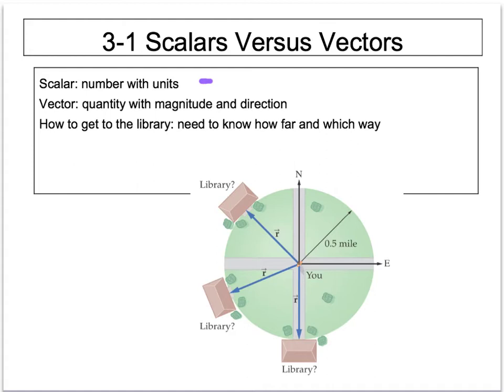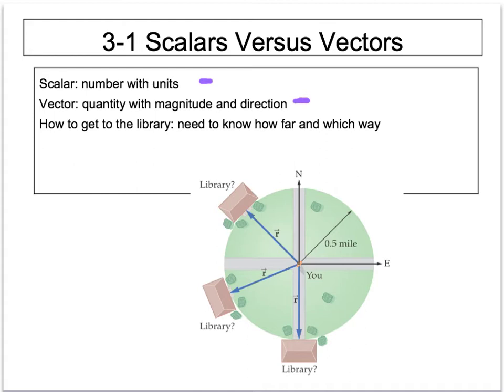Vectors are quantities with magnitudes and directions, and we've talked about this before. So a number with units and a direction. Like when the plane was landing, we talked about whether the acceleration should be negative north or negative south or positive north or positive south. The direction was the important part that made it a vector.